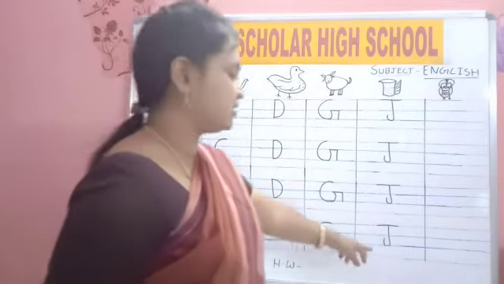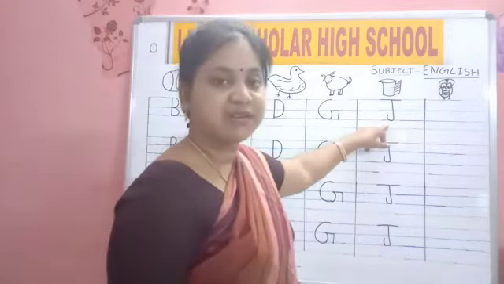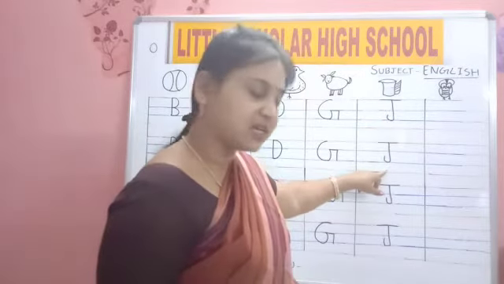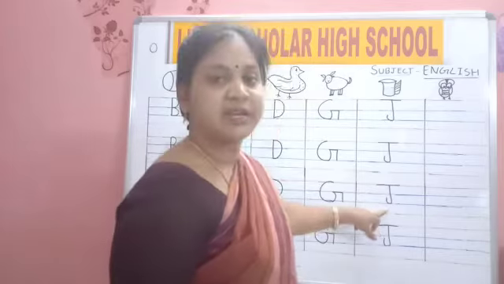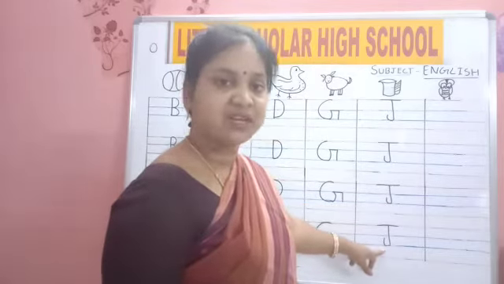This is what? J. J for jug. Say J. J for jug. J. J for jug. J. J for jet.